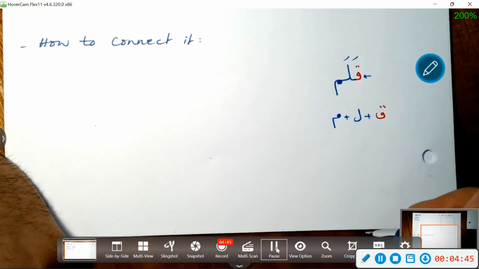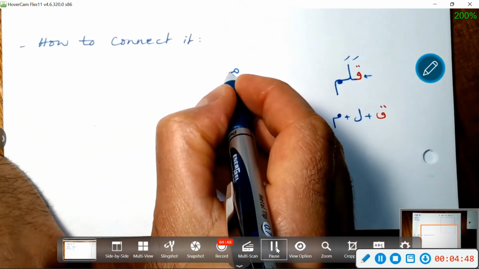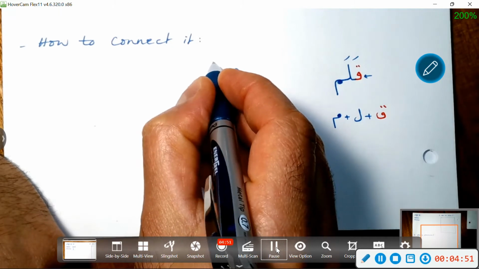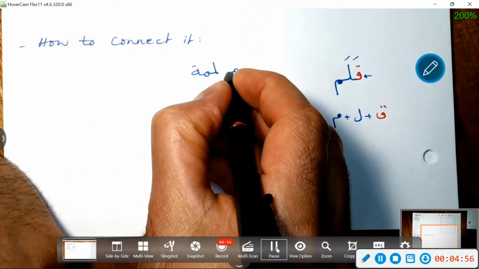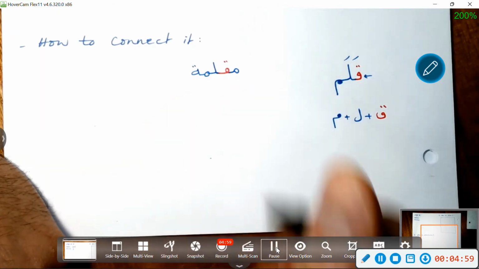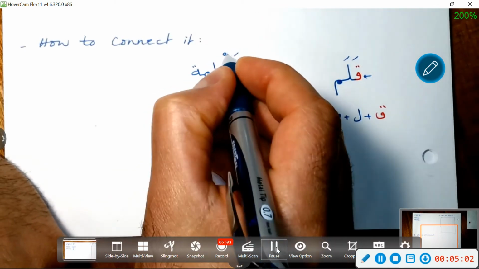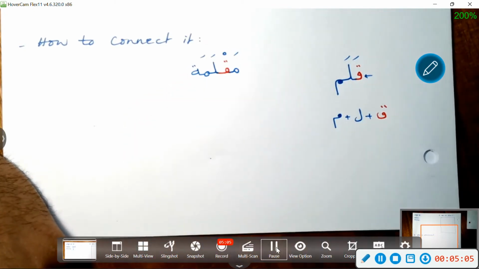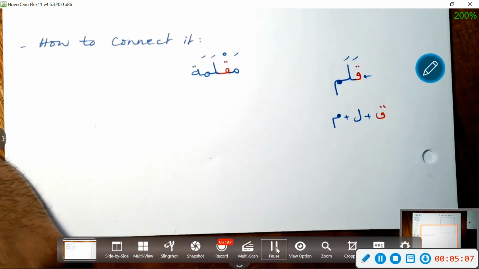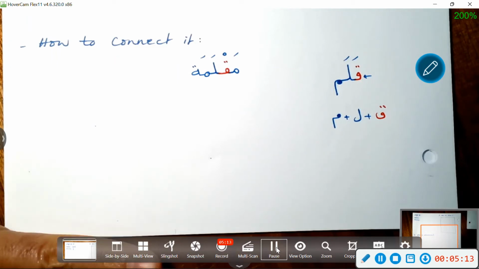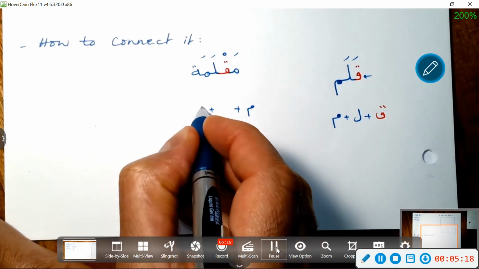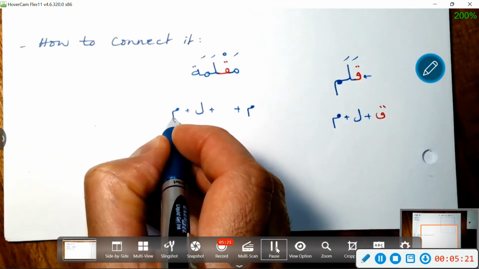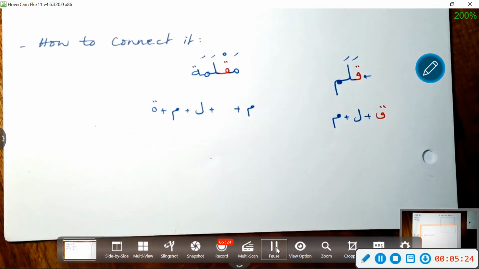Now, in the middle of the word, we have maqlama. Maqlama, it means the case that you put pens in. We have Mim plus Qaaf plus Laam plus Mim plus Ta marbuta. And this is the Qaaf.